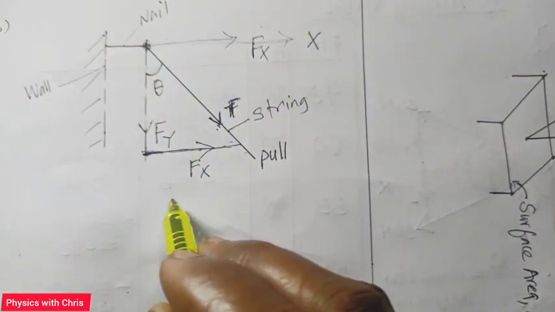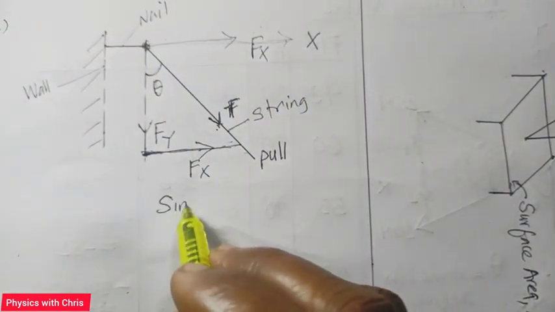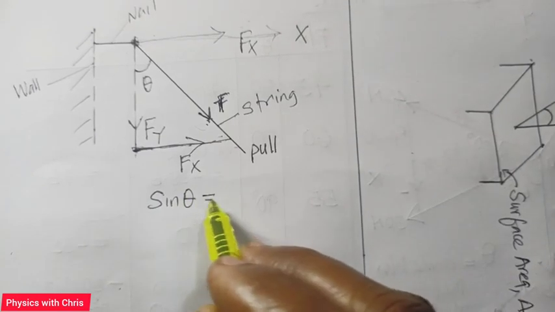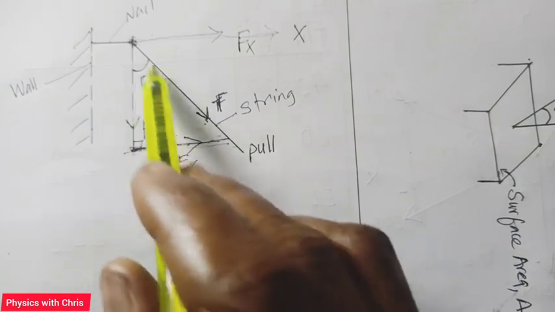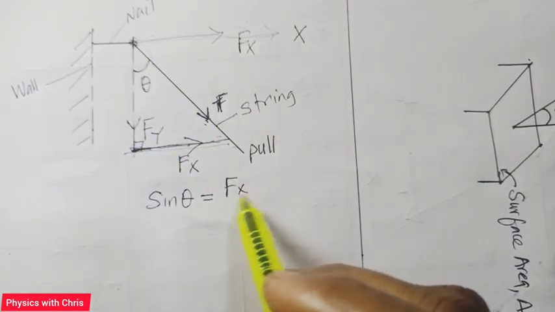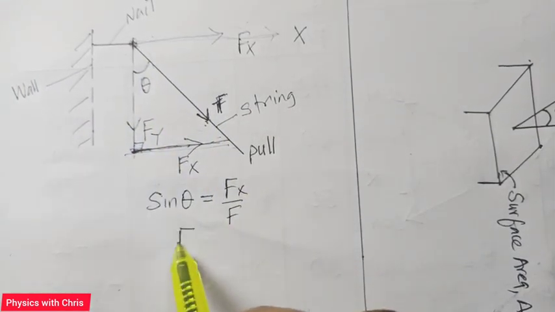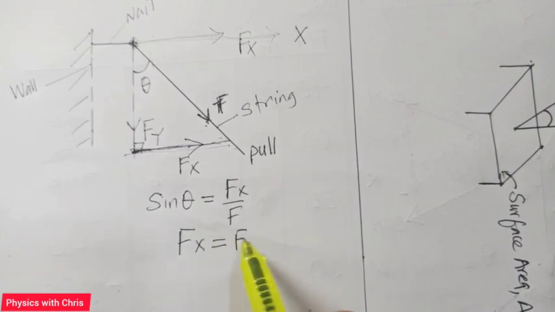So from SOHCAHTOA, if I start by writing down sine theta, this is my opposite side because this is a right angle triangle. So this is my opposite, this is my hypotenuse. That gives me Fx over F. It means that the Fx component is F sine theta.